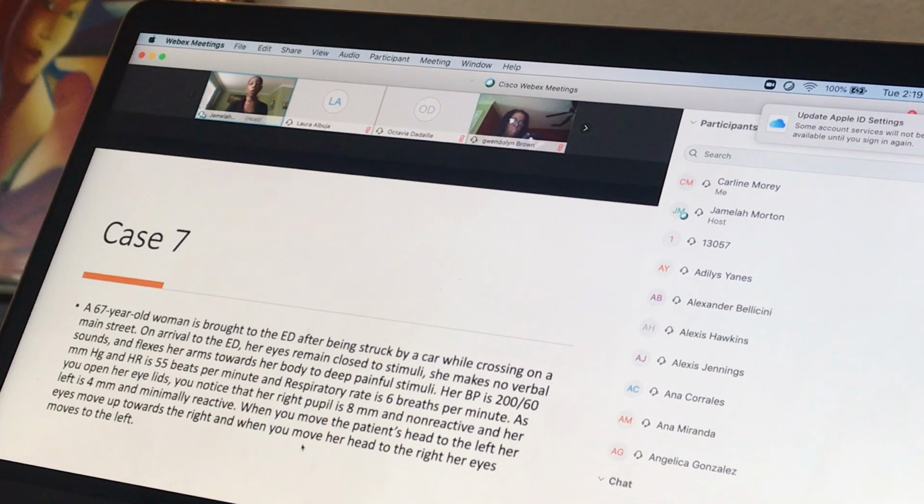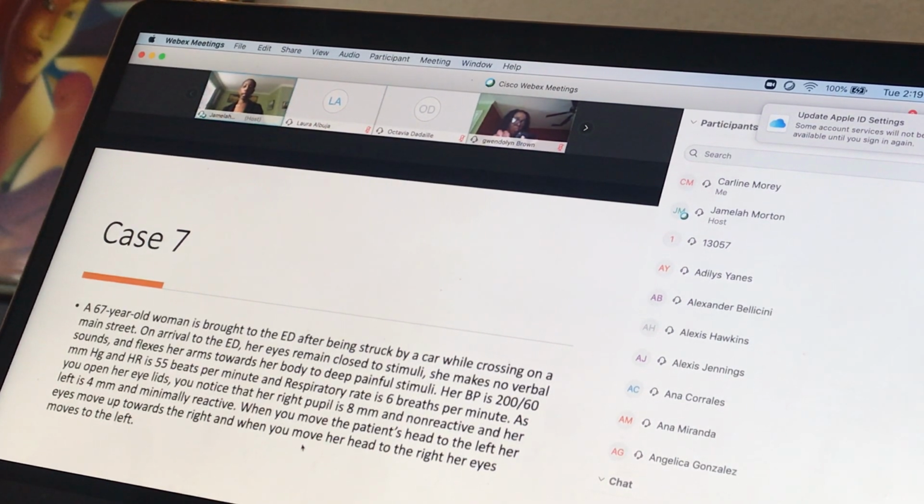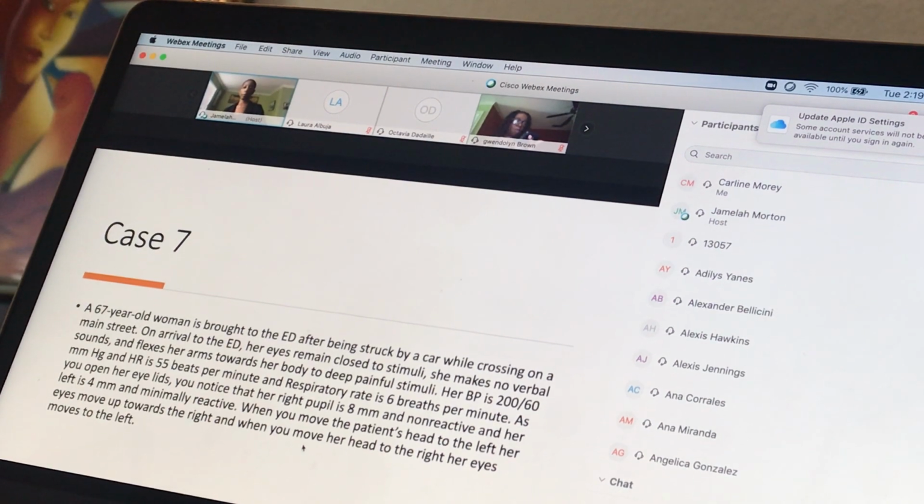Okay, so she makes no verbal sound. She doesn't open her eyes. There's no verbal sounds. And she flexes her arms towards her body to deep, painful stimulus. What is her GCS?